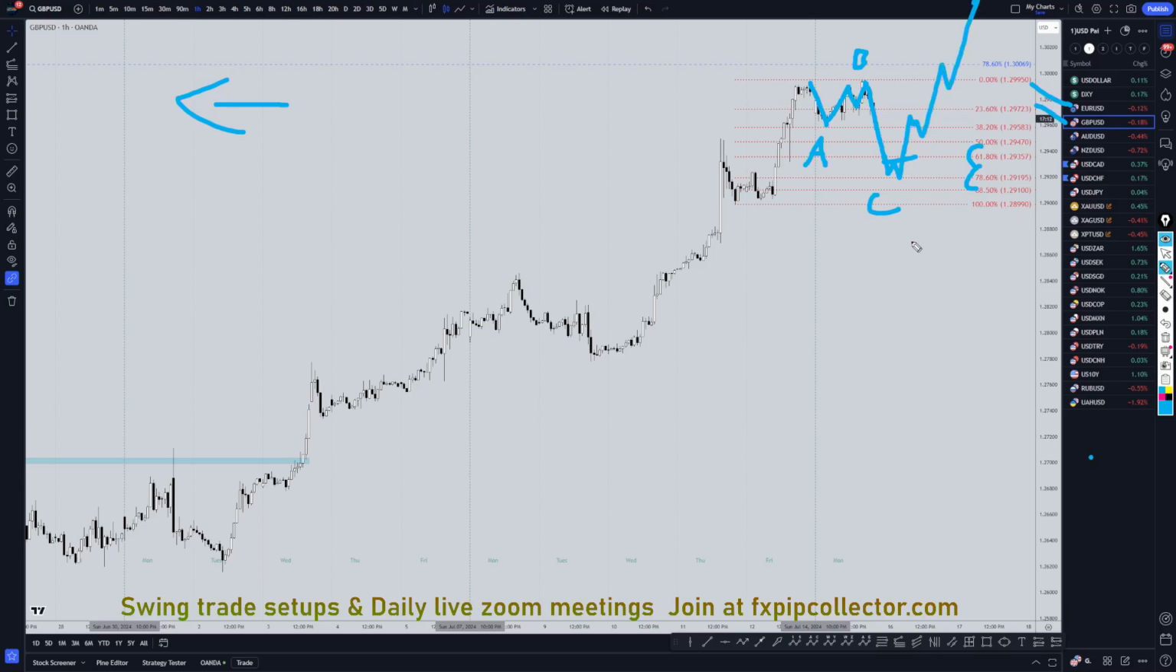Most likely this is an ABC correction, but if it does go down, take out these lows, then you'll know that it is at least going to make a bigger move to the downside. If it does not take out these lows, makes a higher low, makes it ABC, Fibonacci bounce, definitely continue to look for longs at the end of all these beautiful three-wave pullbacks.